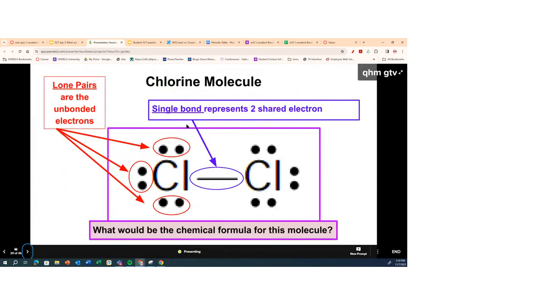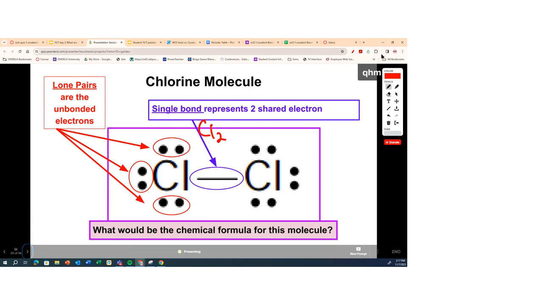Now, a single bond represents the shared electrons, and these are lone pairs, or pairs of electrons that are not bonded to anything. So we do have a full 8 here: 2, 4, 6, 7, 8. And again, the chemical formula for this is Cl2. Okay, so we're done here, ladies and gentlemen.